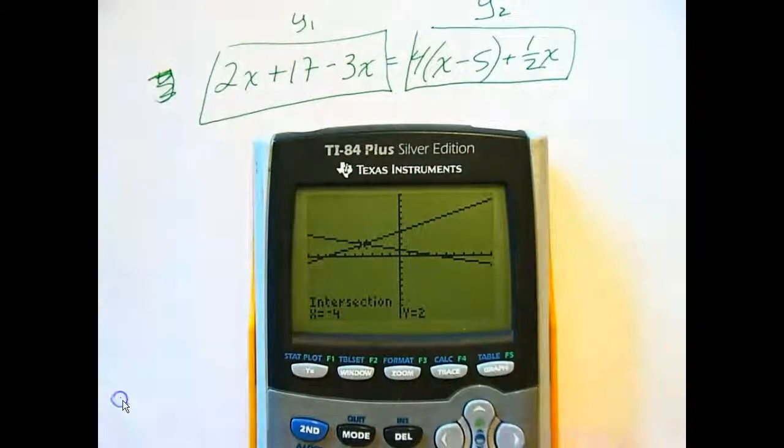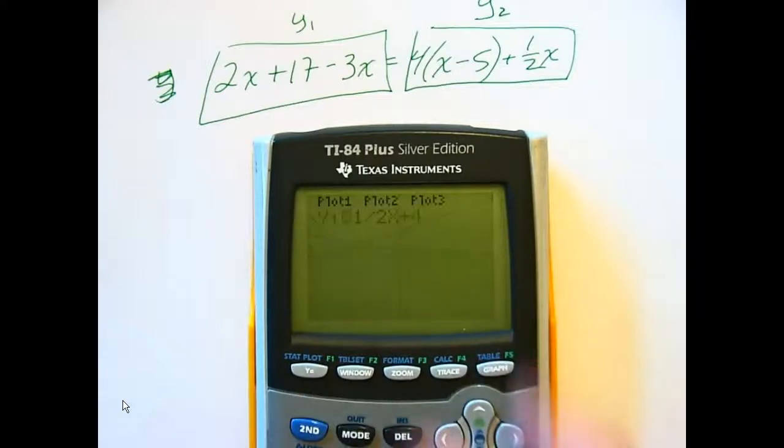Mr. McCoy, the calculator. You could either reset your memory, or when you go back to your y equals, just overwrite or hit clear, and that'll clear that whole line. Just put your new line in.